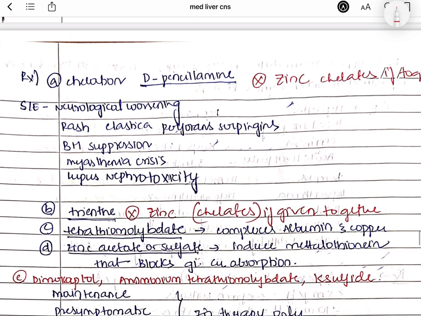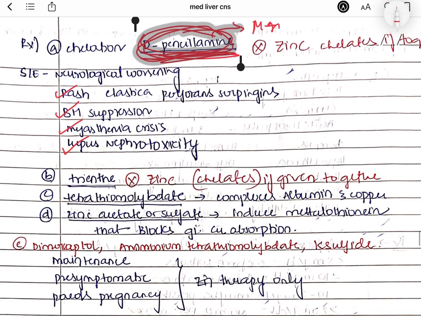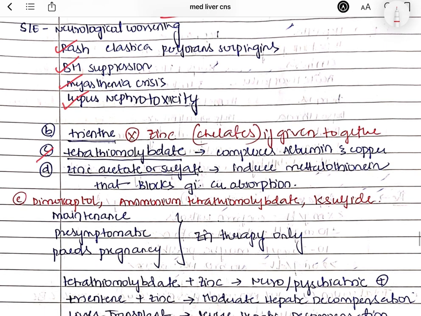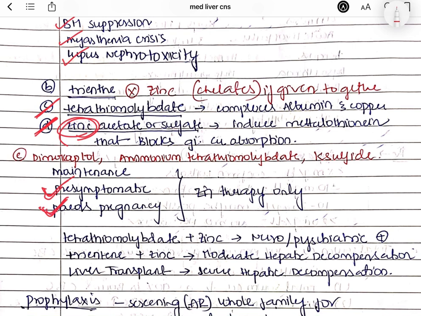So coming to the treatment, we'll give this D-penicillamine. So this penicillamine can rarely cause myasthenia gravis also, right? So the side effects can be myasthenia crisis, lupus, neurotoxicity, bone marrow suppression, rash, right? So penicillamine can be used, and also you can use this tetrathiomolybdate and zinc acetate or the zinc sulfate. So this zinc is mainly used in pre-symptomatic or the pediatrics or the pregnancy conditions.